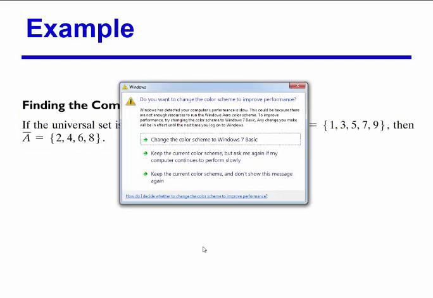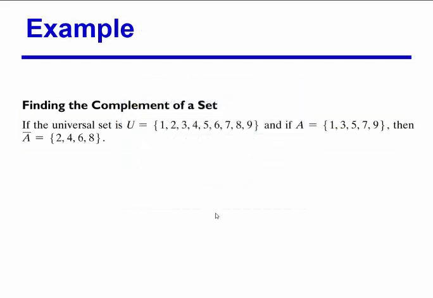So here we're going to find the complement of a set. If the universal set is the numbers 1 through 9, and set A is defined to contain 1, 3, 5, 7, and 9, then the complement of A are the elements that are in the universal set but not in A. And you can see that those are the values 2, 4, 6, and 8.